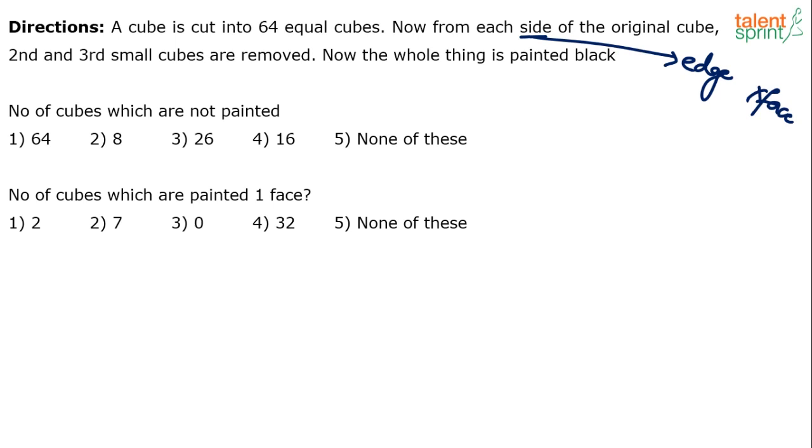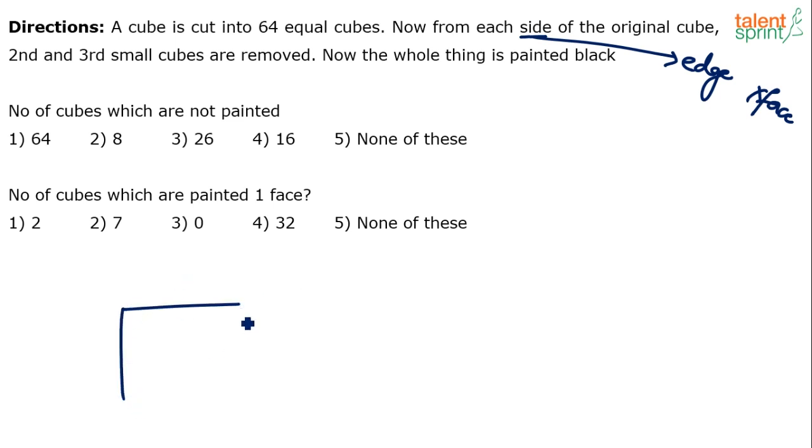Then the whole thing is painted black. So now after removing the second and third cubes from each edge, the whole thing is painted black. Based on that, we have to visualize the figure and answer the questions. So first of all, let us understand what actually happens here. I'll try my best to draw a neat figure, as close as possible to what is explained here, and explain you the concepts, right?